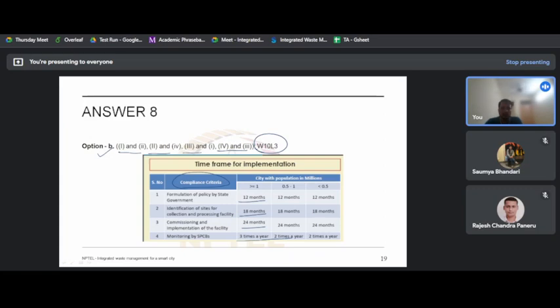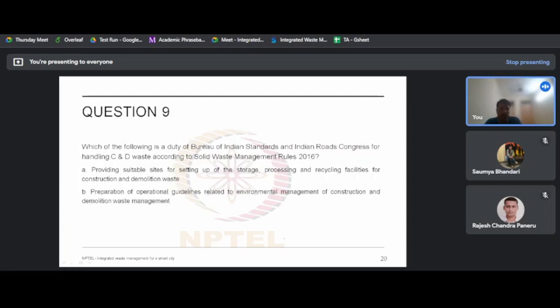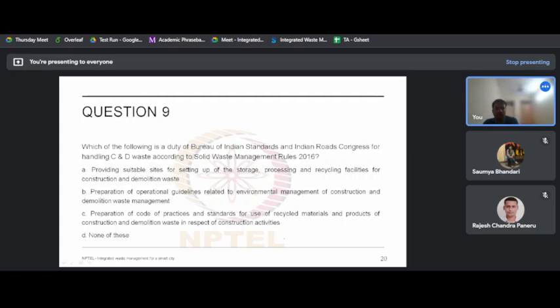Moving on to the next question, question number 9. Which of the following is a duty of the Bureau of Indian Standards and Indian Road Congress for handling C&D waste according to the Solid Waste Management Rules 2016? Providing suitable sites for setting up of the storage, processing and recycling facility; preparation of operation guidelines; preparation of the code of practices and standards; and none of these.